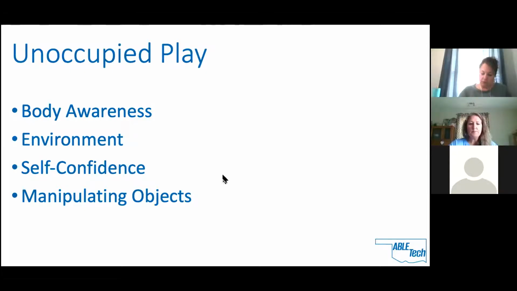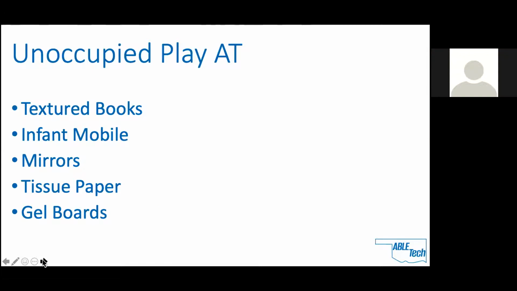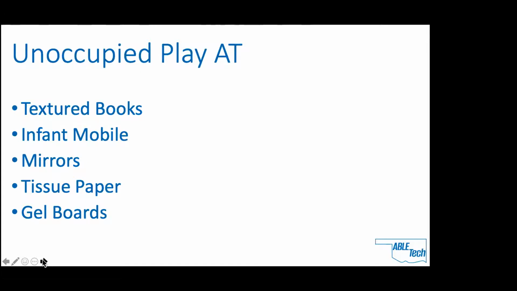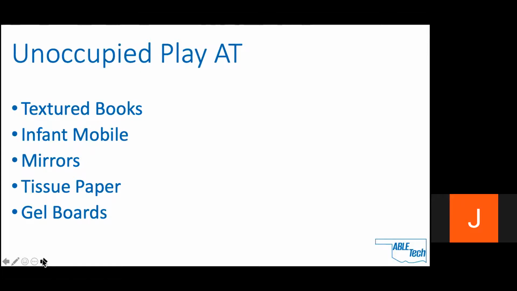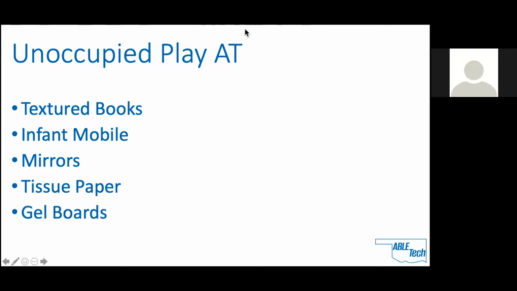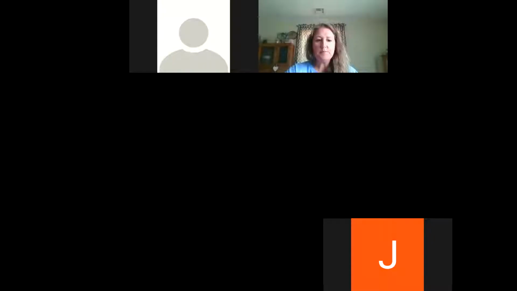So unoccupied play is pretty simple. I'm going to show you a few pieces of AT. Textured books, an infant mobile, mirrors, tissue paper, and gel boards are really great, easy things that you can use. I'm going to turn my video on here and show you a few things. I'm not going to use my dot cam for this because these pieces are quite big.